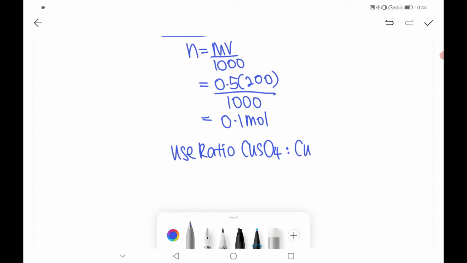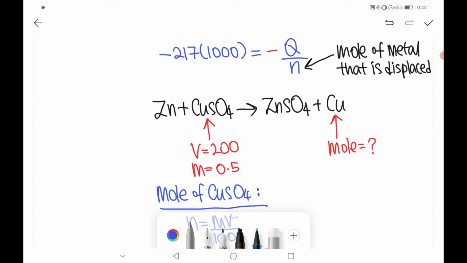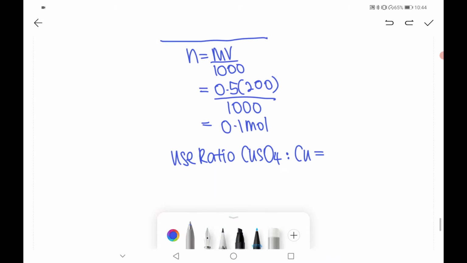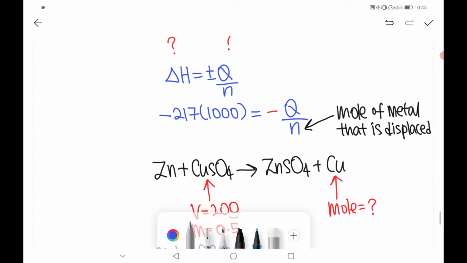So what is the ratio? For the ratio, we look at the number in front. Copper sulfate, the number in front is 1. Copper, the number in front is 1. So the ratio is 1 to 1. So 1 to 1 means they are the same. So we can find the mole of the copper, which is the same as this, 0.1 mole. Now we already found the mole of copper, so we can put it into this formula.